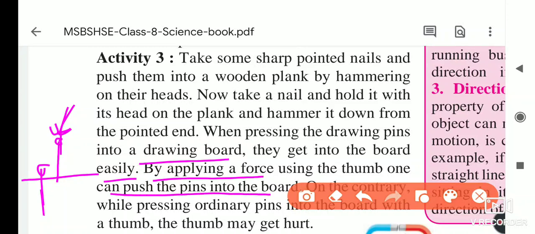By pressing from upside and applying the force, we can push the pins into the board. On the contrary, pressing ordinary pins into the board with a thumb may hurt.